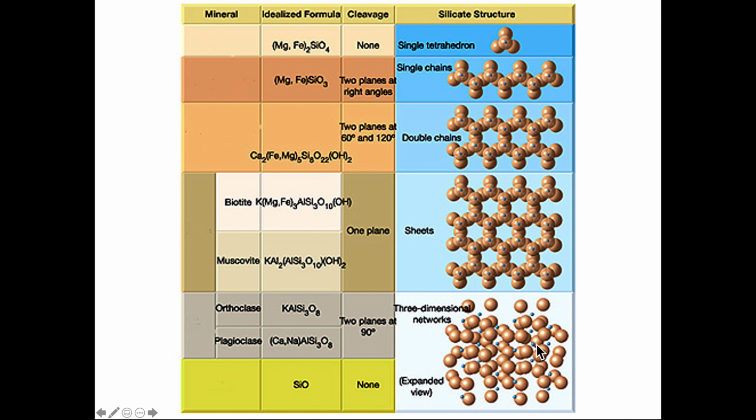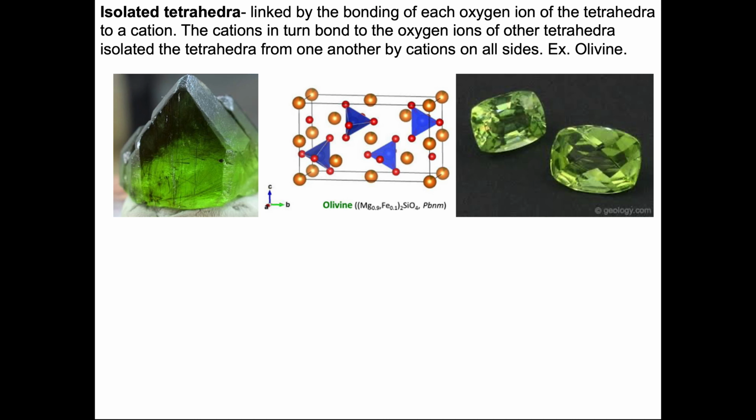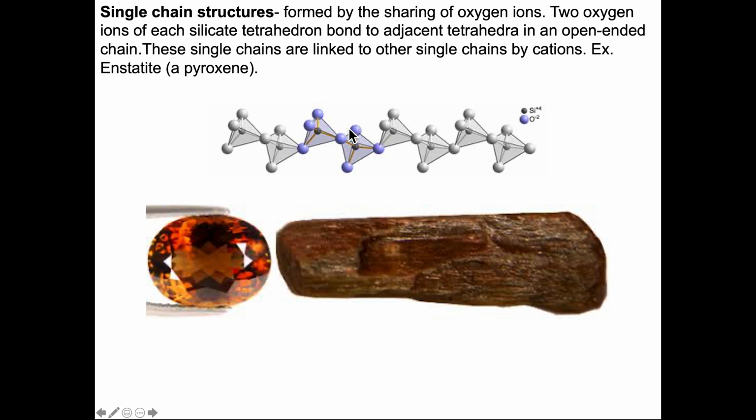So this would be like a skyscraper. This would be like sheets of plywood. I don't know how to explain what this would be like other than double chain, single chain, or single tetrahedra. In the case of isolated tetrahedra, these are going to be linked by the bonding of each oxygen ion of the tetrahedra to a cation. These cations in turn bond to the oxygen ions of other tetrahedra, isolating the tetrahedra from one another by cations on all sides. And again, our example would be olivine, iso or island silicate.